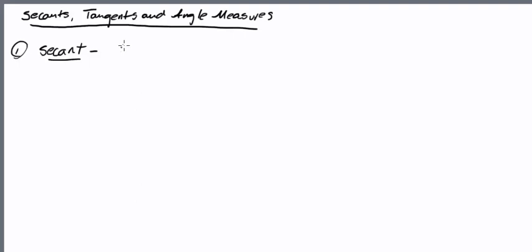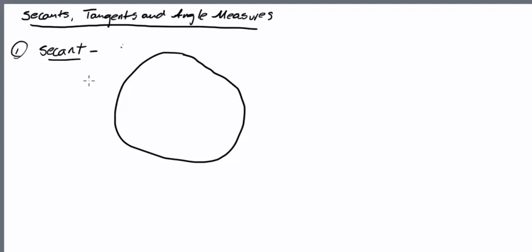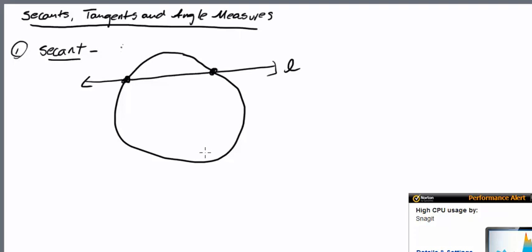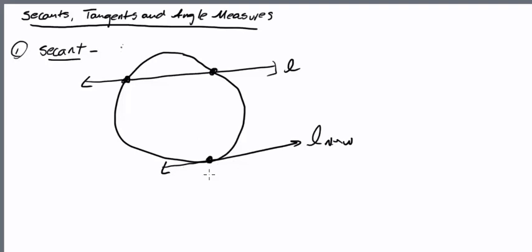Okay, so given a circle, we've got a secant right here. This line, line L, would be considered a secant since it intersects the circle at exactly 2 points. Now you want to remember that if the line intersects at exactly 1 point, it's no longer considered a secant, it's considered a tangent. So if line L moved down this way and intersected right here, this is a new line L, and now this would be considered a tangent.